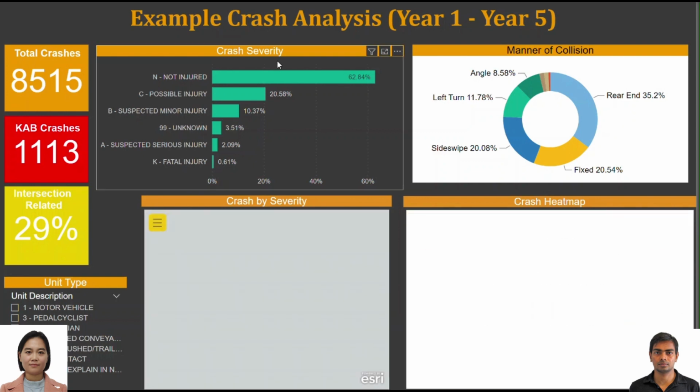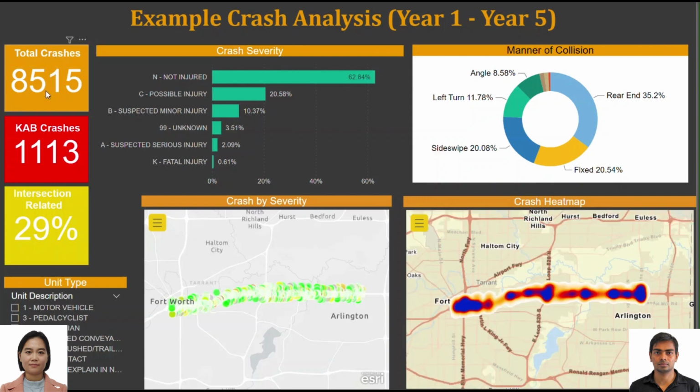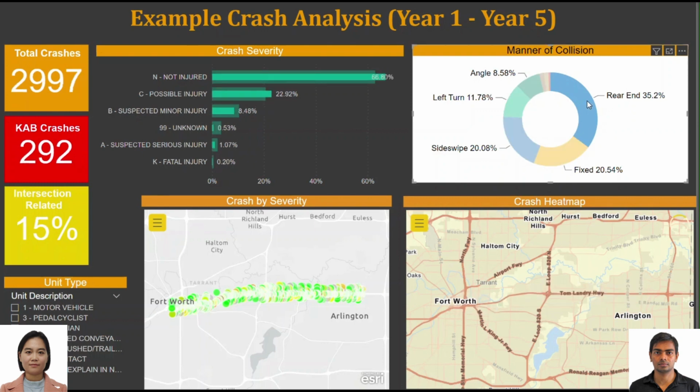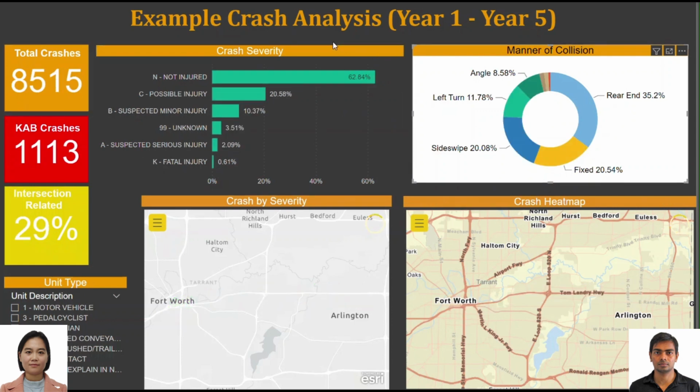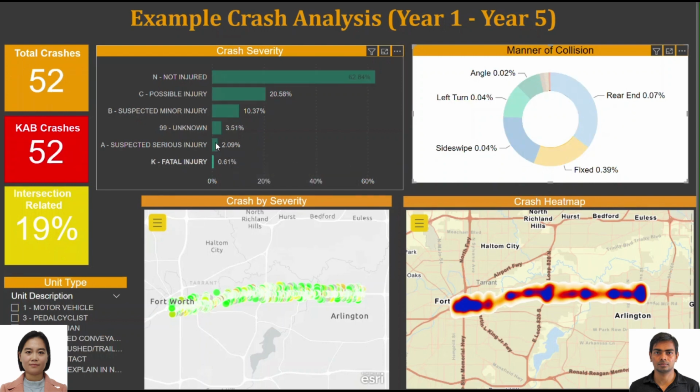We have a dashboard here. We can see the total number of crashes in this orange panel. Then we have KAB crashes, intersection related crashes, crash severity, and manner of collision. Like I mentioned in the previous video, if we click on any of the charts, say the red rear end crashes, then all the graphs will filter for rear end crashes. So it's an interactive and intuitive way to work with Power BI. Let's say I'm interested in KA crashes, so I'll hold control on my keyboard and select KA.